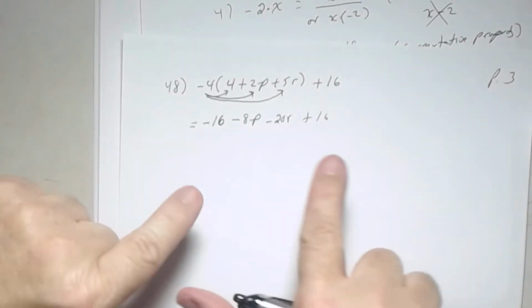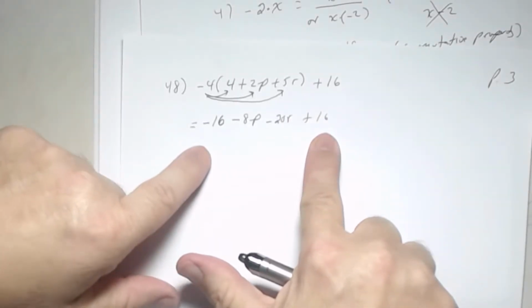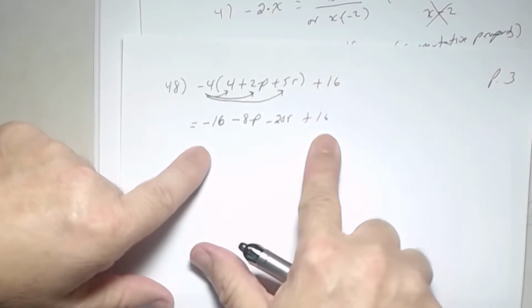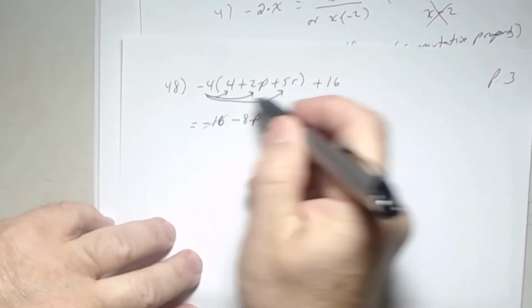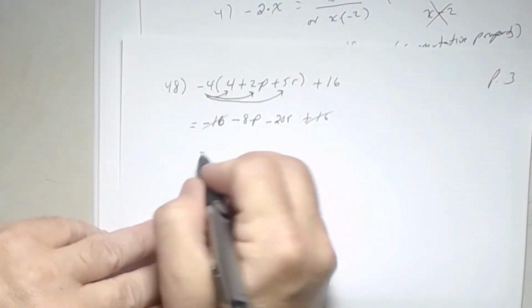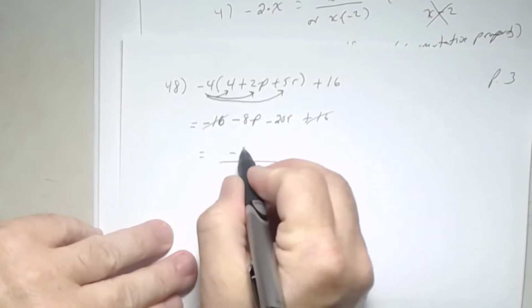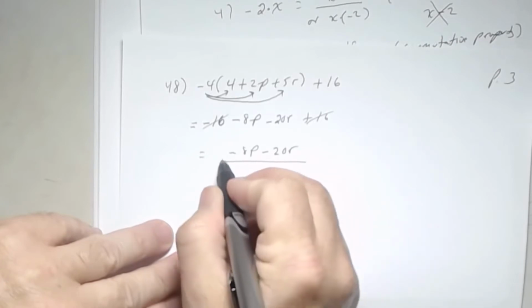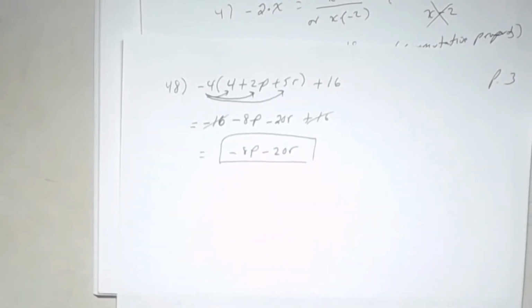All right. Now, what do you notice about a negative 16 and a positive 16? They add up to be what number, though? 0. So a negative 16 and a positive 16 is 0, so your answer is just what? Negative 20r. Is that correct? All right. Any questions on that? Okay.